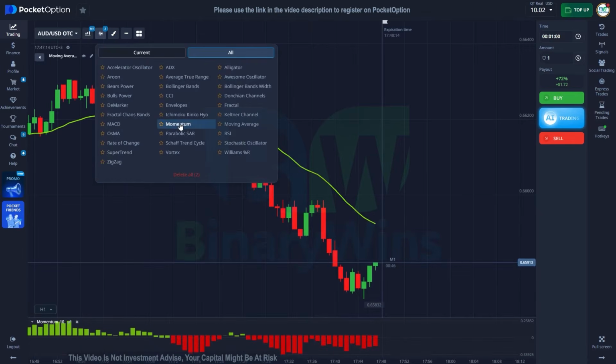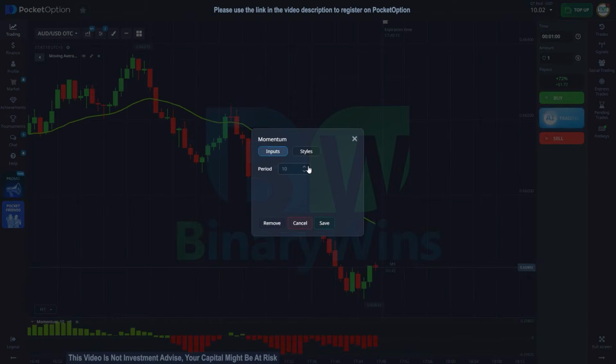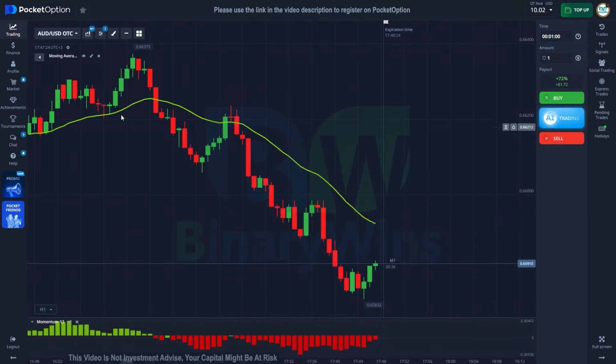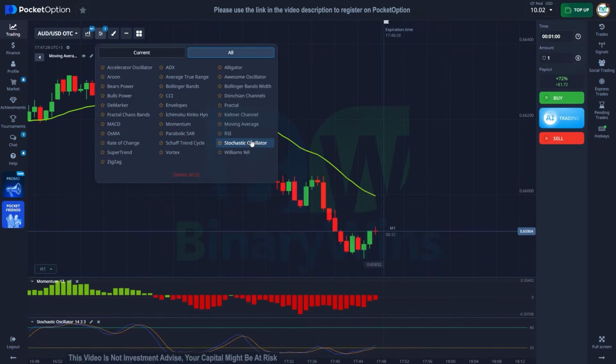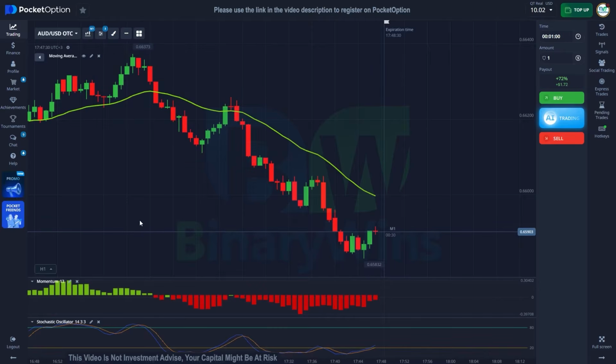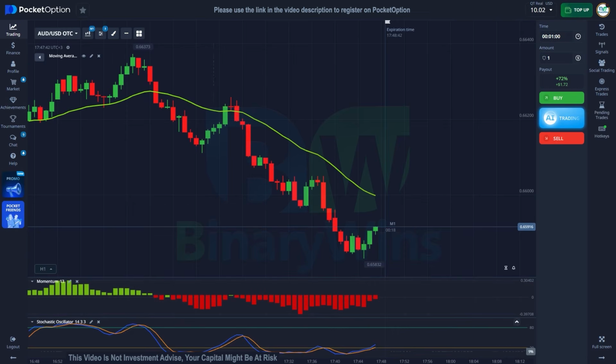The first indicator is the momentum indicator, whose period we should set to 13. And the next indicator is the stochastic oscillator indicator, which we will also add to the chart. I can increase the thickness of its main lines a little. Very good.